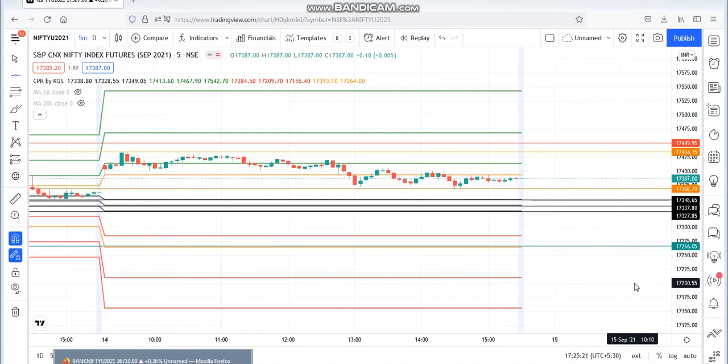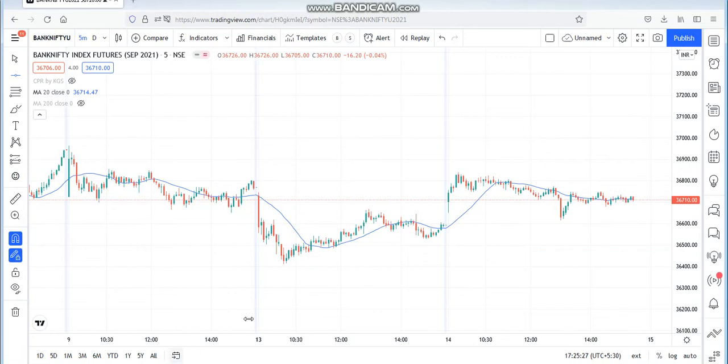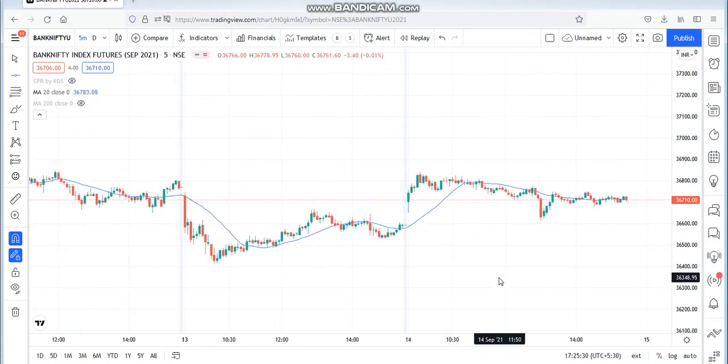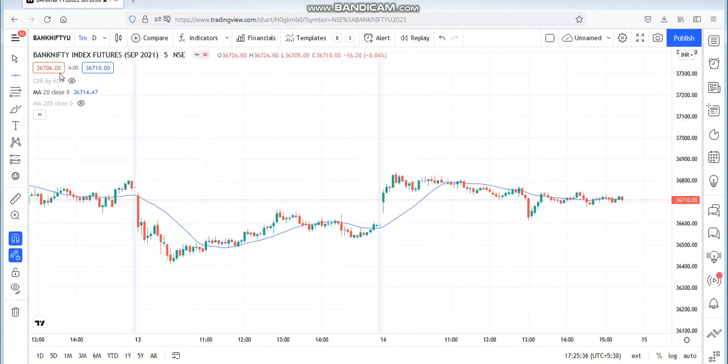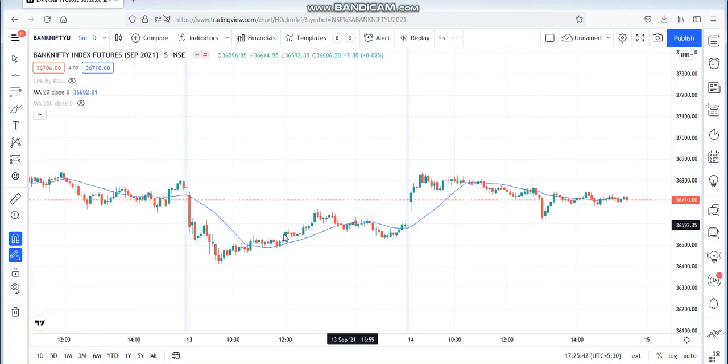Okay, and next what I am going to do is make marks like this on Bank Nifty. So this is a chart of 14th. Okay, this is 14th and this is 13th. On the 14th chart I am going to mark important levels. So again, previous day high and previous day low.